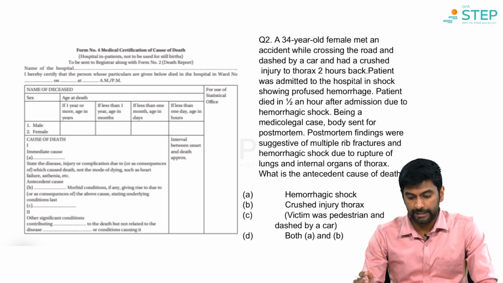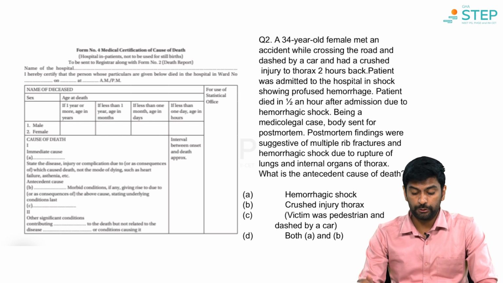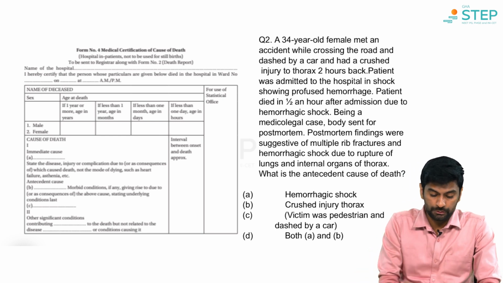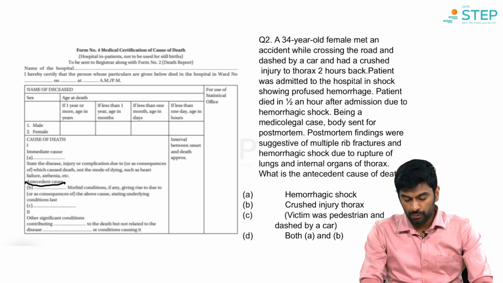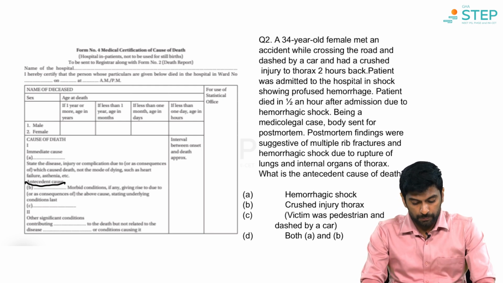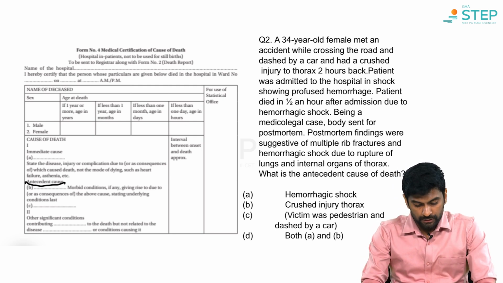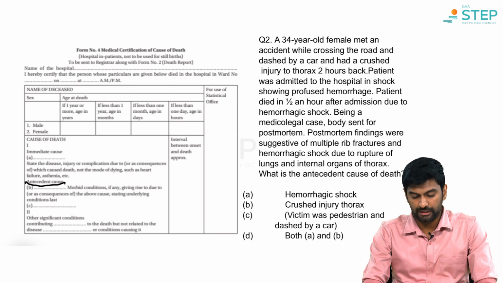Being a medico-legal case, the body was sent for post-mortem. Post-mortem findings were suggestive of multiple rib fractures and hemorrhagic shock due to rupture of lungs and internal organs of the thorax. What is the antecedent cause? So we can see here what an antecedent cause means. It is basically the morbid condition, if any, giving rise to, due to, or as a consequence of the above cause, stating underlying conditions last.